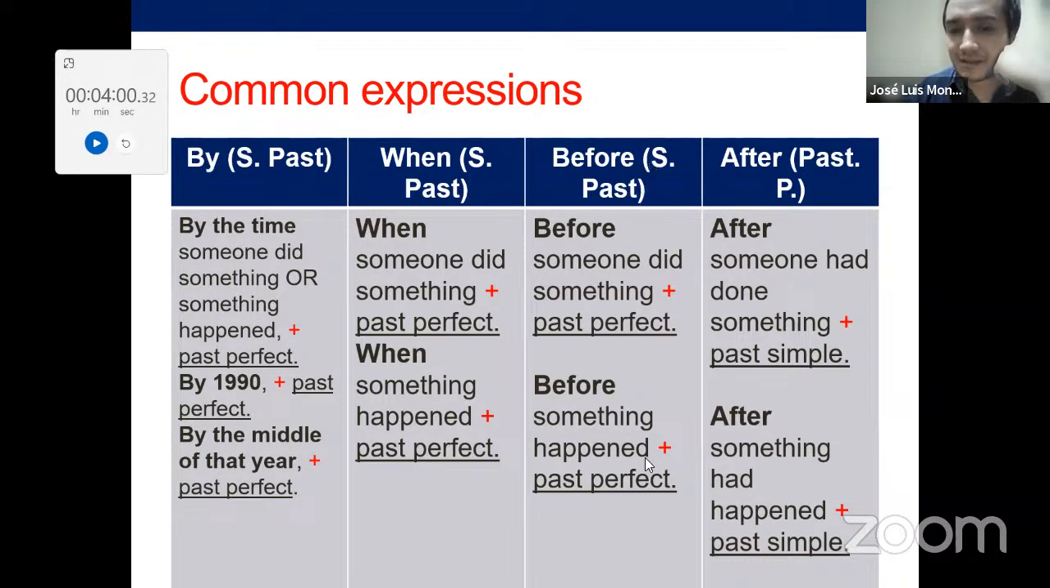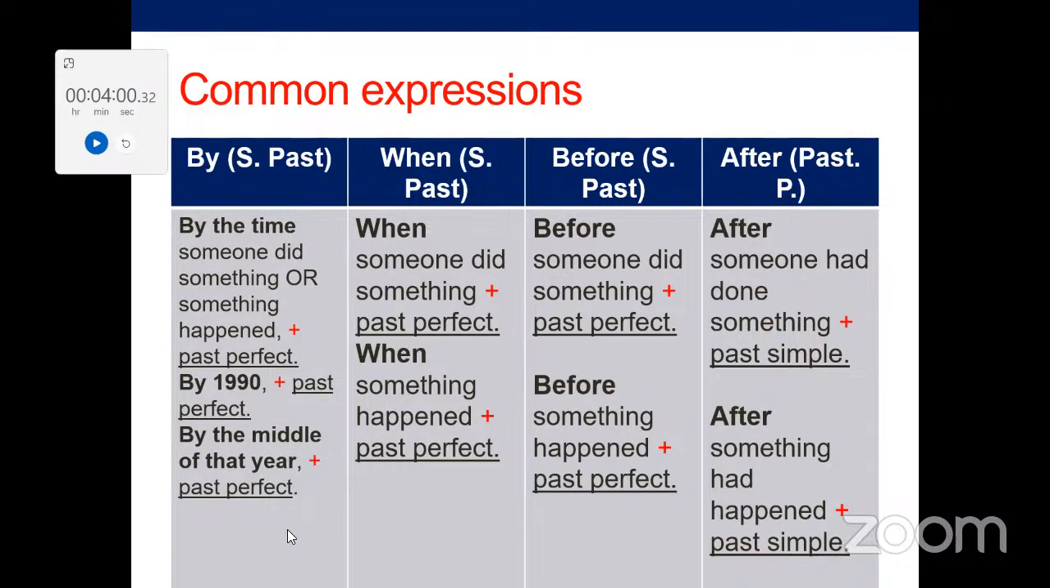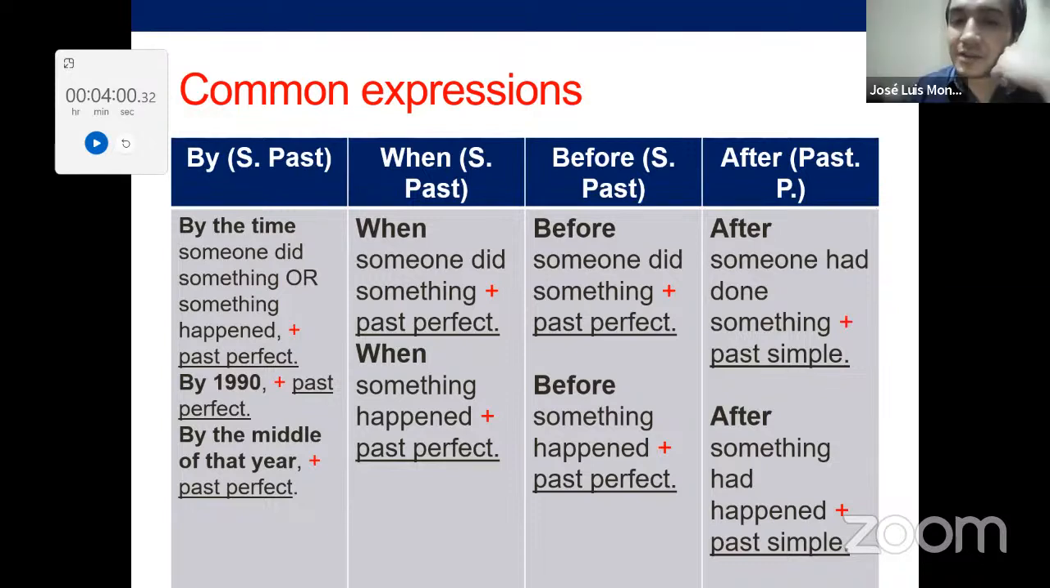The next one is for you, please, Micaela. Before and simple past. Before simple past, before someone did something, plus past perfect. Before something happened, plus past perfect. Thank you very much. As you can see, it's the same. And one more time, by the time, past perfect is the same as when, past perfect, and before, past perfect. The three of them work with simple past, a comma, and past perfect. Or remember, it can be the opposite: past perfect, when, or by the time, or before, and simple past, as in the examples that I wrote.